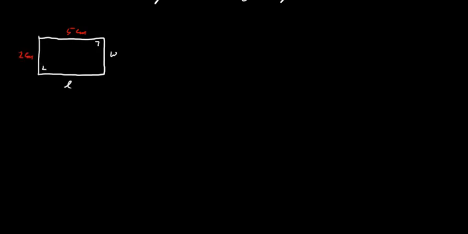So we have an area. The area of this shape is just simply the length times the width. So the length is 5, the width is 2, so our area here is 10 centimeters squared. Our perimeter.